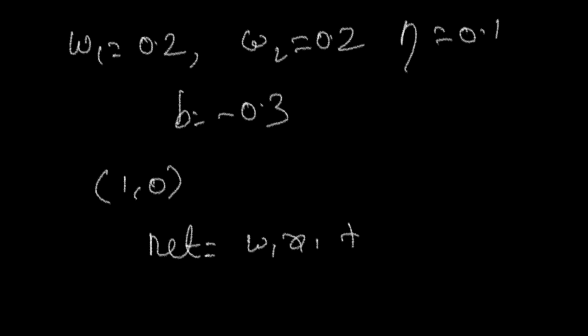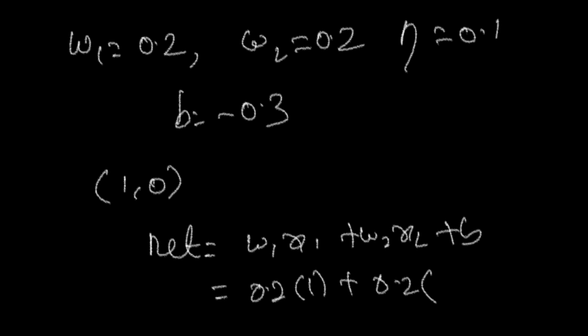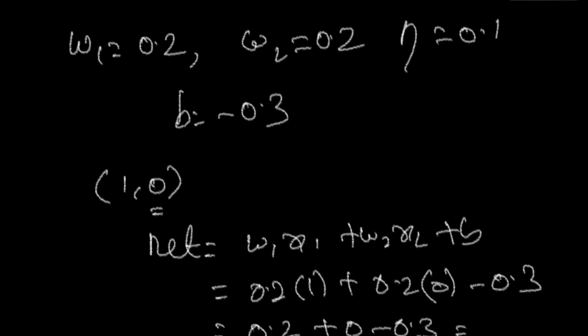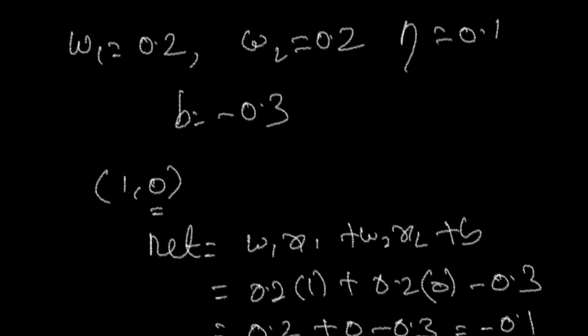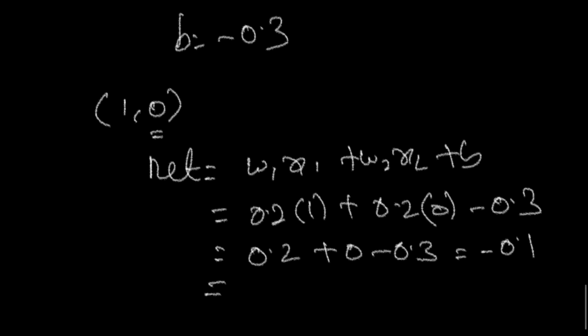W1 x1 plus W2 x2 plus bias. So what is W1 and x1 here? 0.2 into 1 plus W2 is 0.2 into x2 is 0, minus 0.3. It's nothing but 0.2 minus 0.3, which is negative 0.1. So here I'll get a negative value. If it is negative, according to the net function, we will get 0.